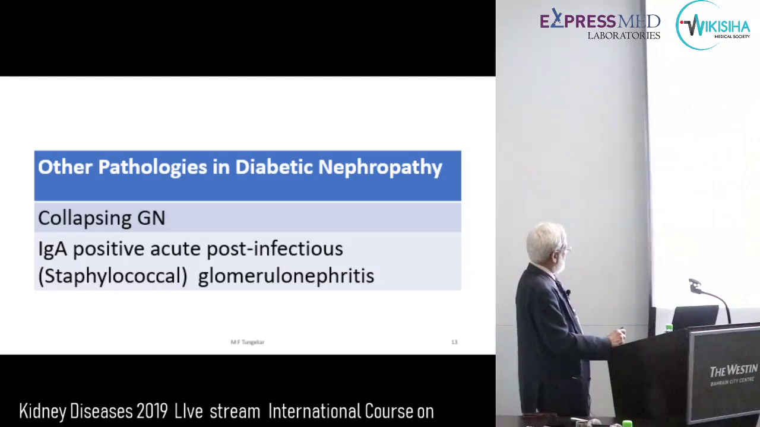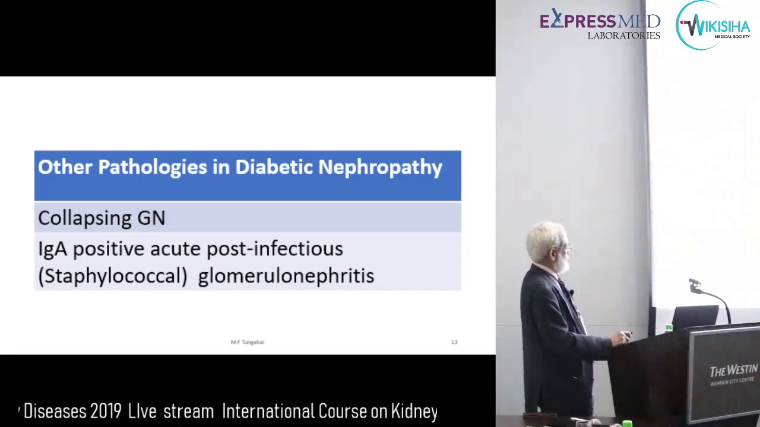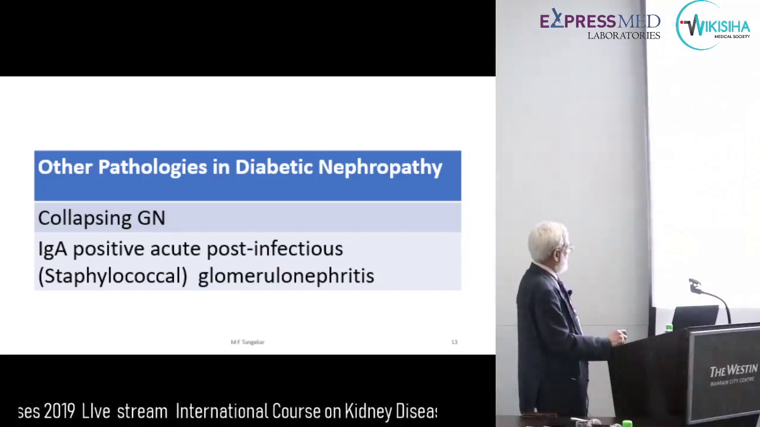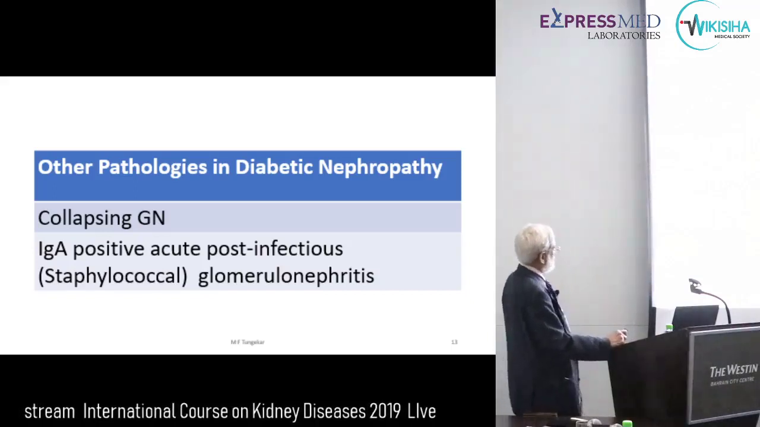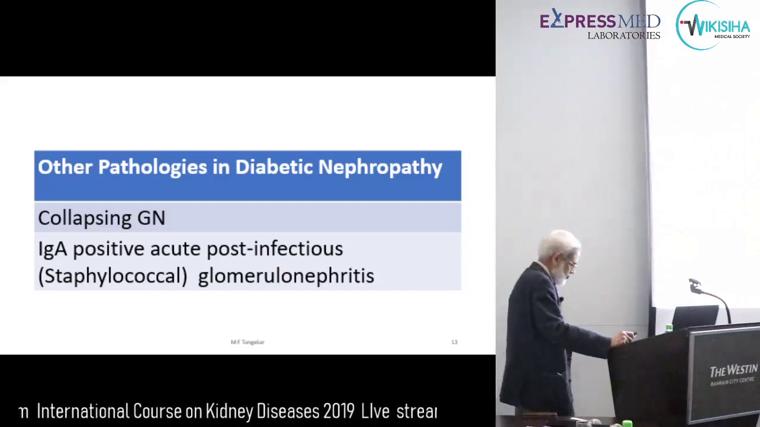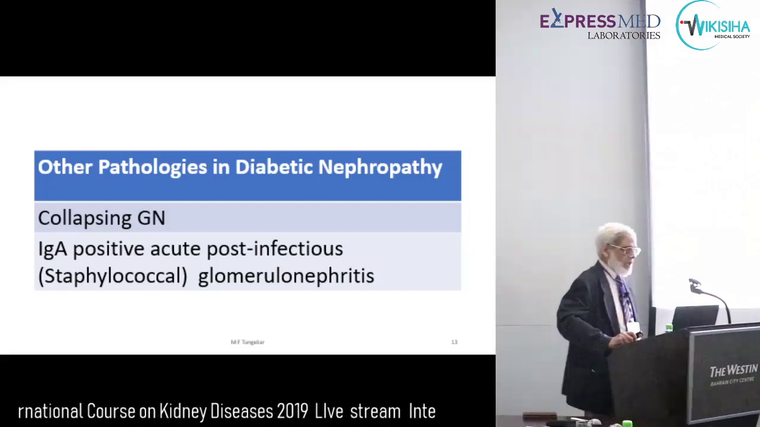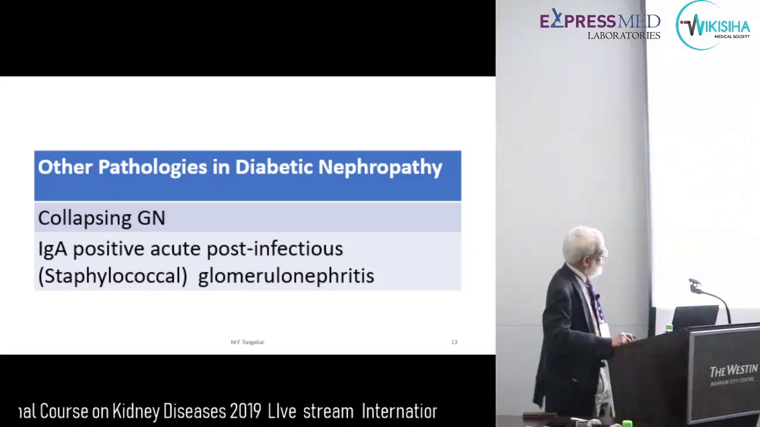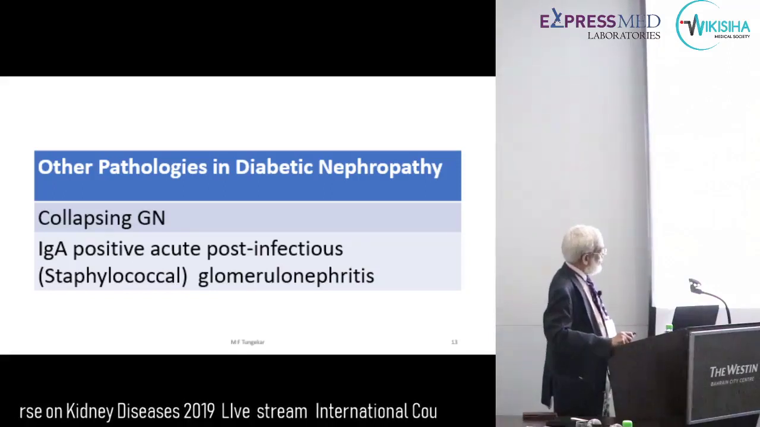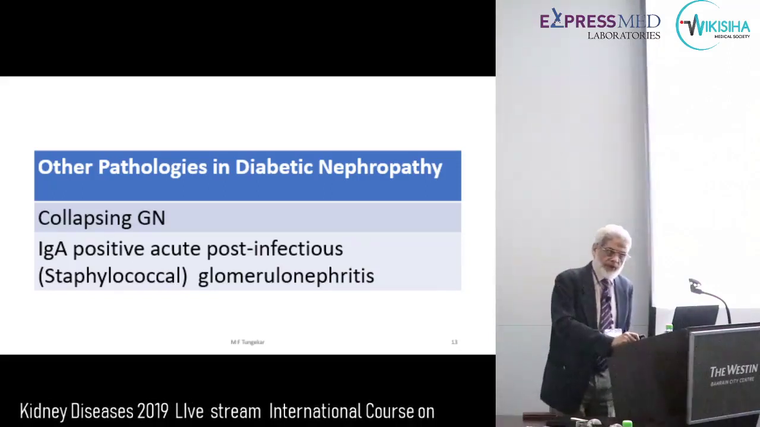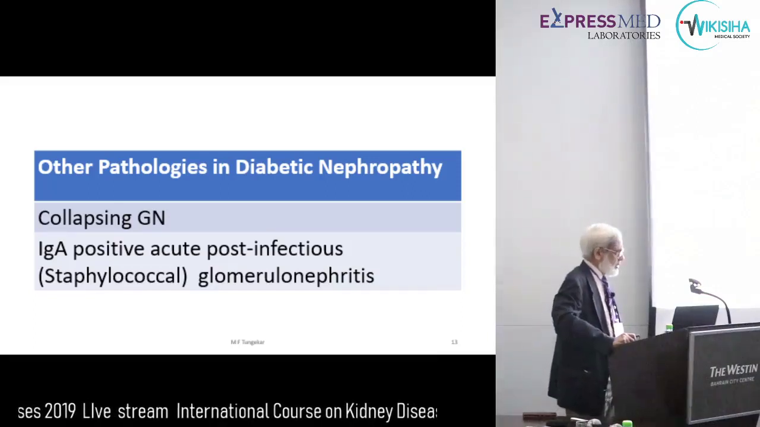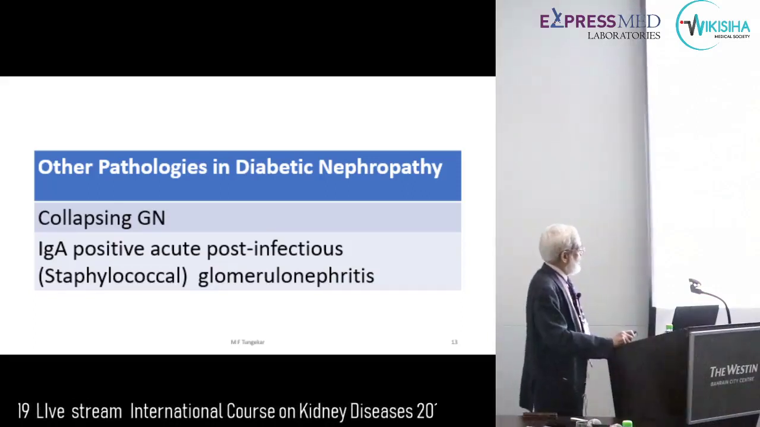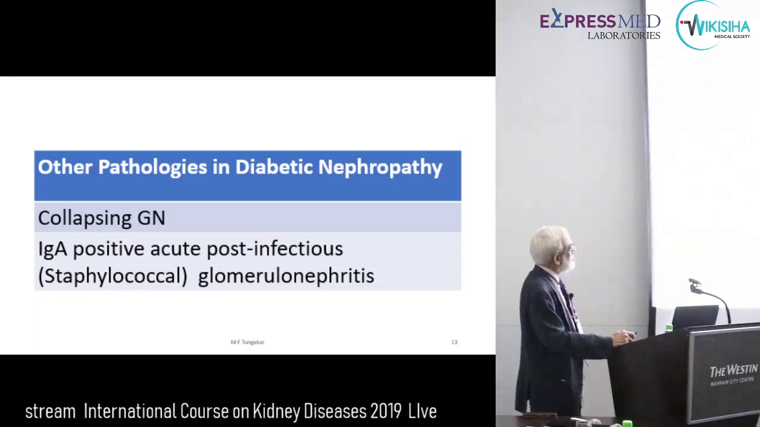Then another condition is IgA positive acute post-infection glomerulonephritis. Usually the infection is Staphylococcus, and it shows humps, as you would find in post-streptococcal acute diffuse proliferative GN, very similar to it. Usually a history of respiratory tract or other infection, more commonly non-respiratory infection, and staphylococcal septicemia.